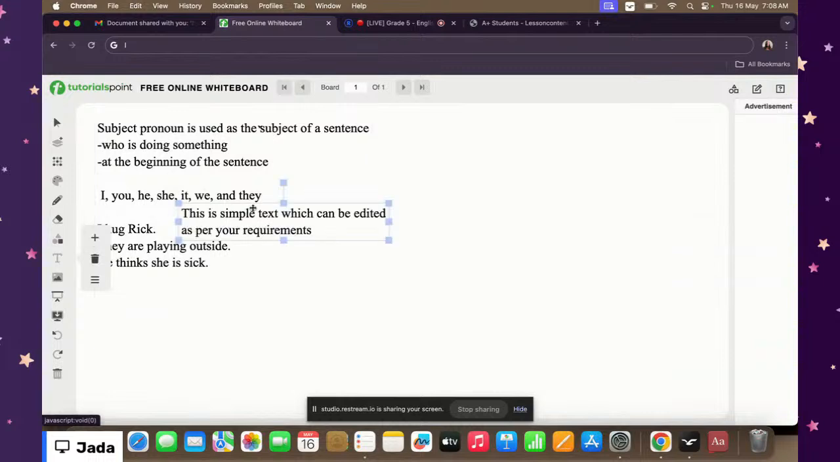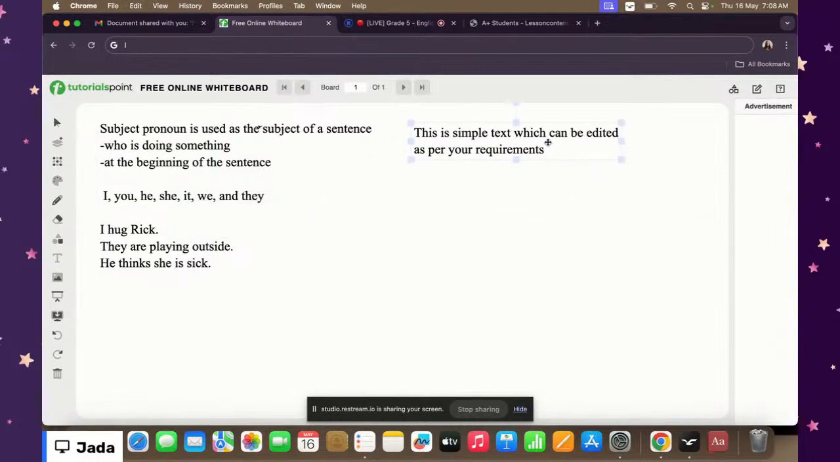Okay, so moving on to the object pronoun. So we have object pronouns first.